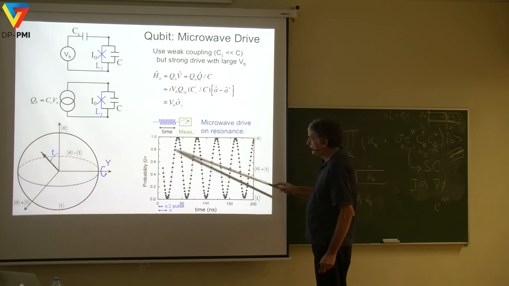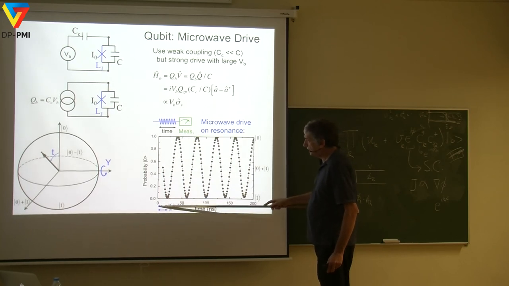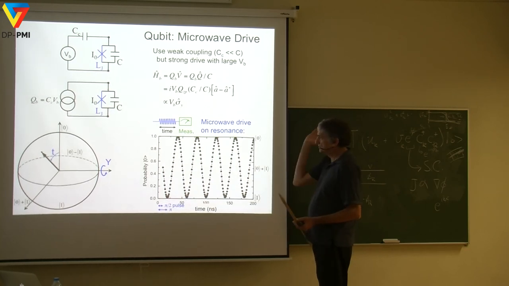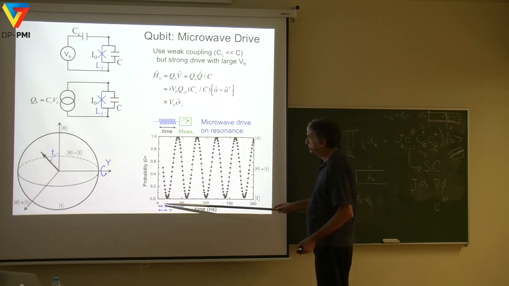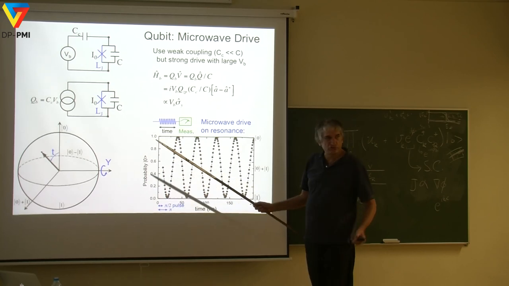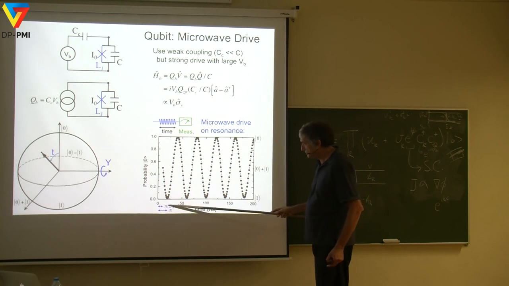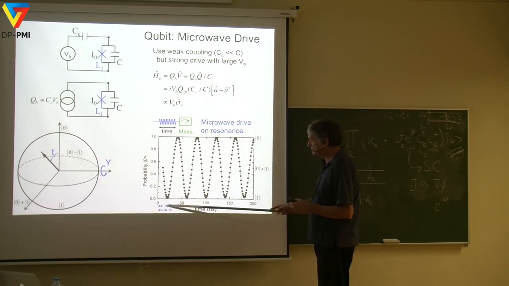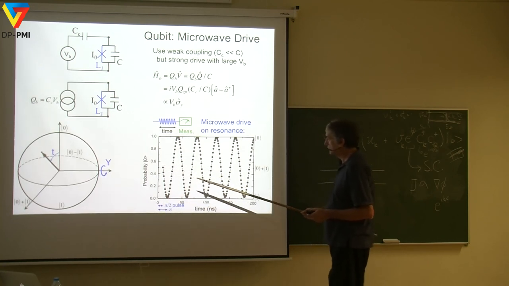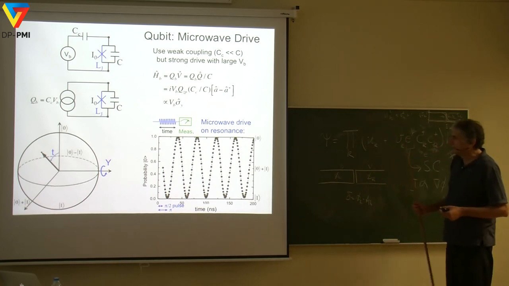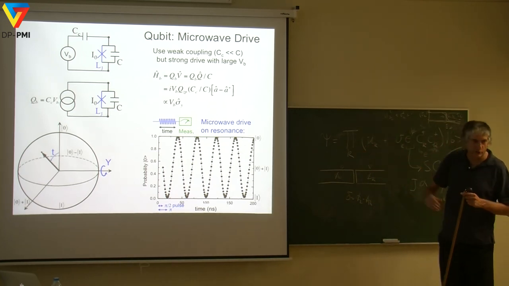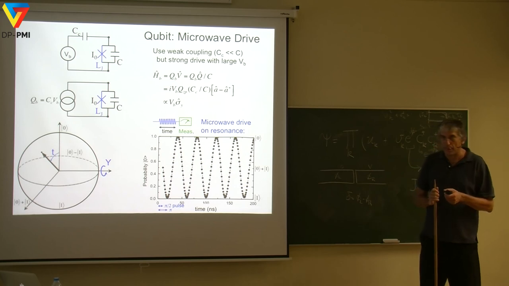And if we do a pi over 2 pulse that goes to 0 plus 1, that's kind of like a square root of NOT. You know, pi over 2 pulse times a square root of NOT, a square root of NOT is a NOT. So that's kind of like a square root of NOT. So we can make very good single qubits in this way.